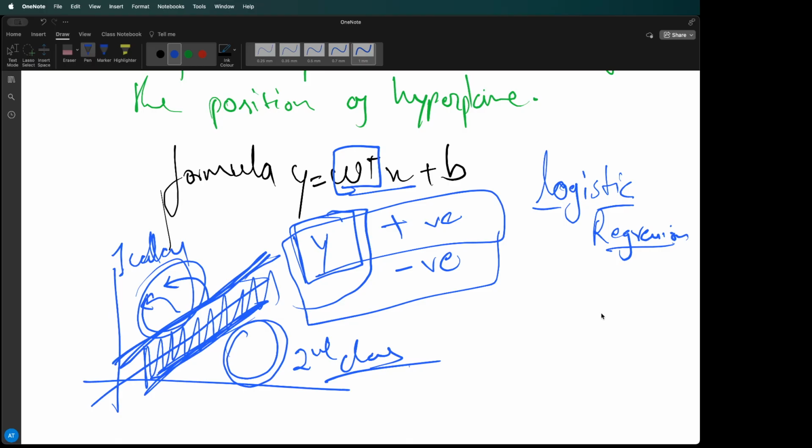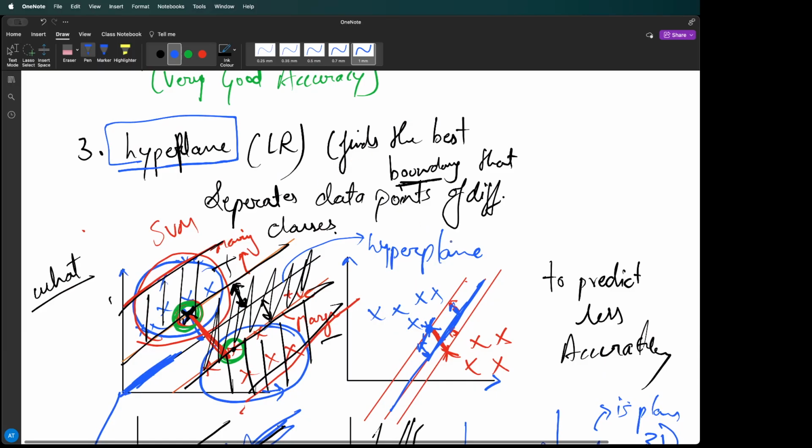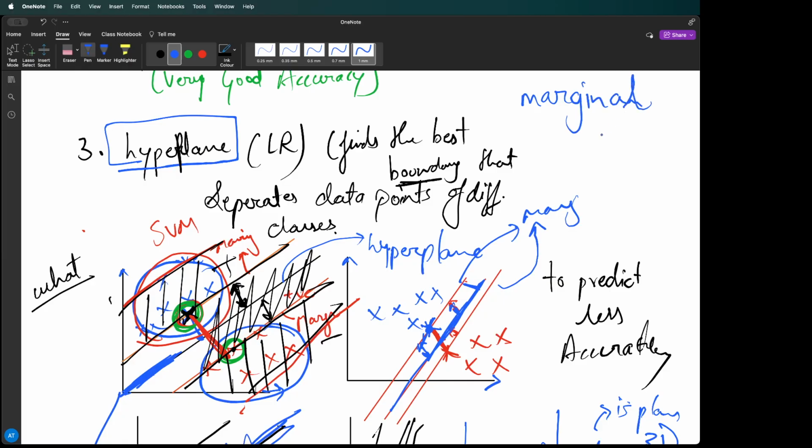Everybody got this concept? If you have any doubt, just raise your hand. We call it marginal distance. These are the margins, this and this, and the distance between them is known as the marginal distance.